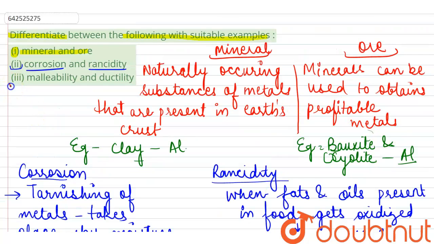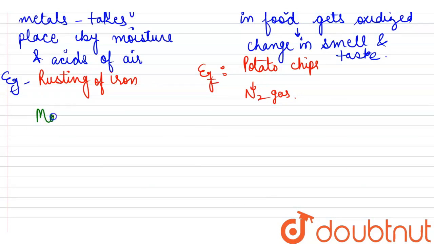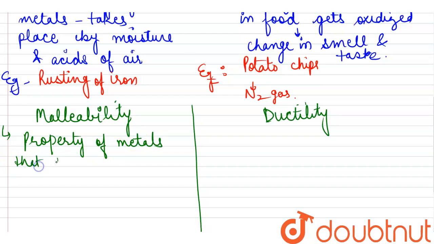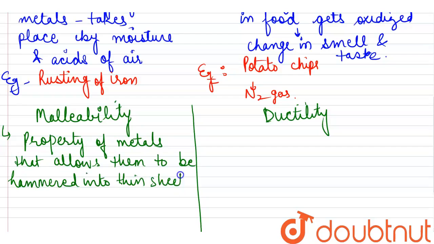The third difference is between malleability and ductility. Malleability is basically the property of metals that allows them to be hammered into thin sheets. So this specific property of metals is known as malleability.